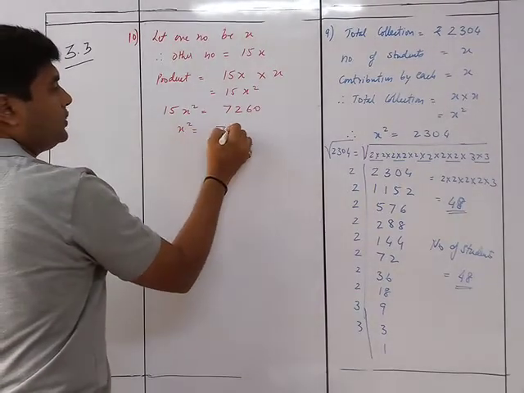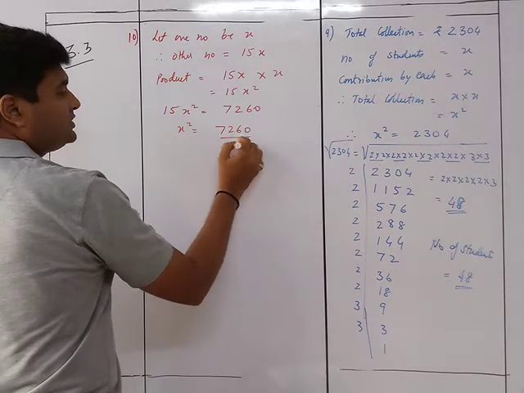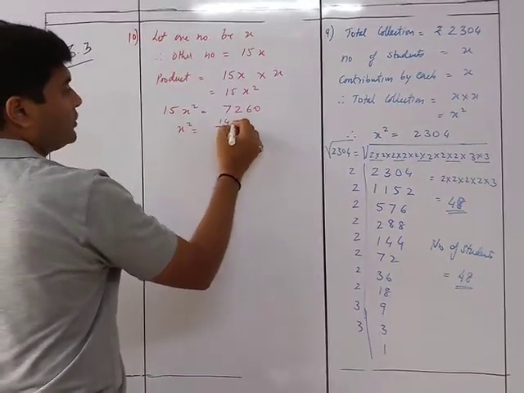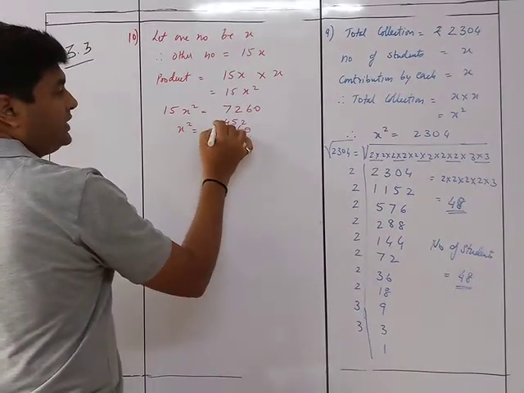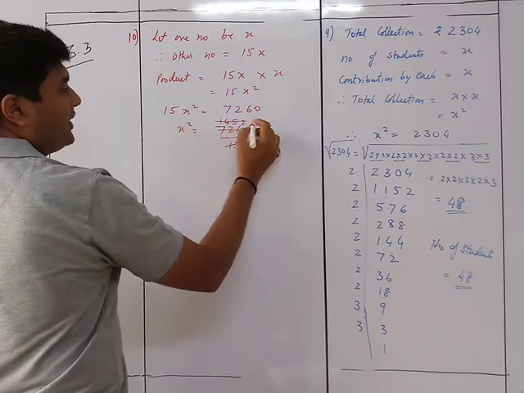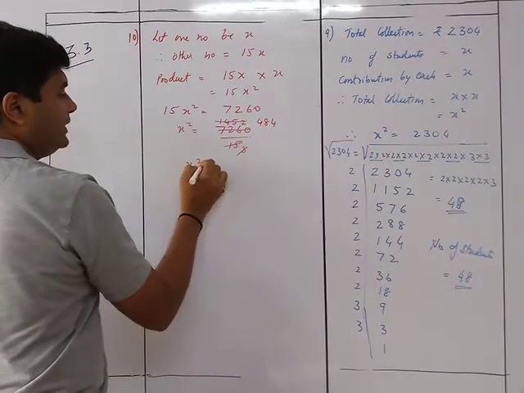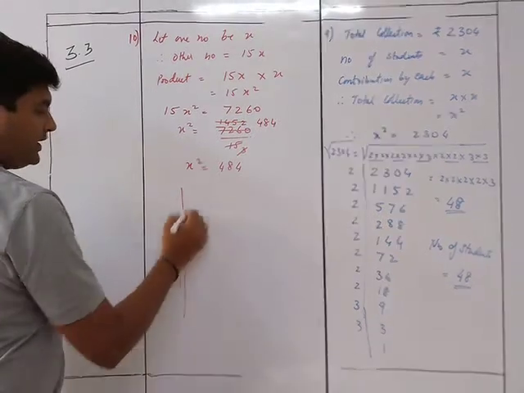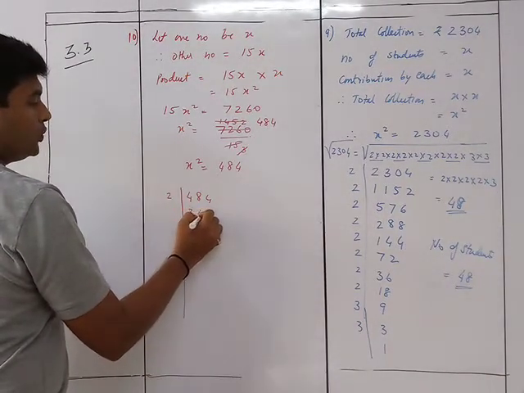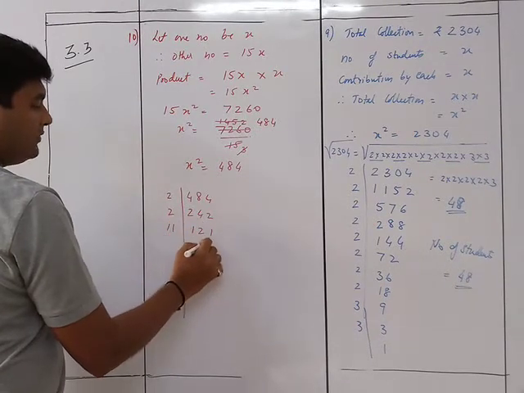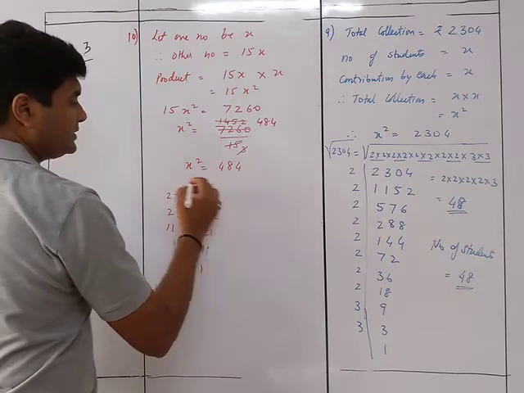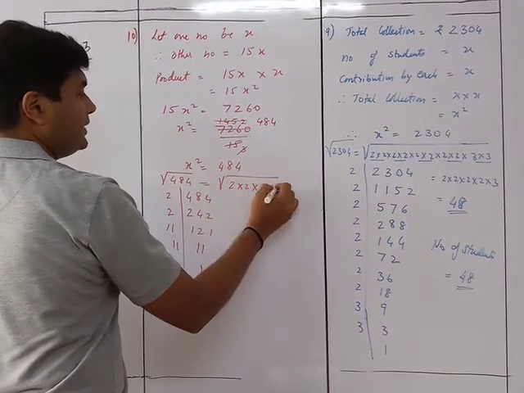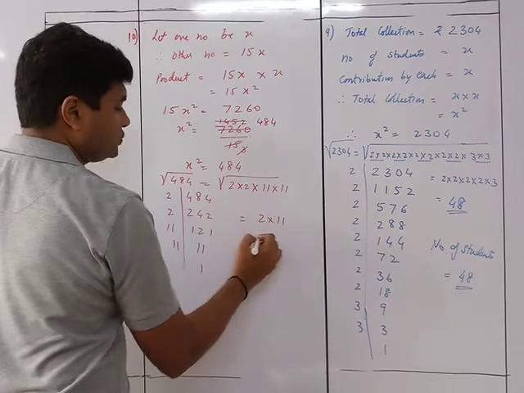So x square will be equal to 7260 upon 15. You can do the cancellation by 15, and you'll get x square is equal to 484. Again, we do the prime factorization of 484. 484, 2 is 242, 2 is 121, 11, 11, 1. So that gives me the square root of 484 is equal to the square root of 2 into 2 into 11 into 11. That makes it 2 into 11, which is equal to 22.